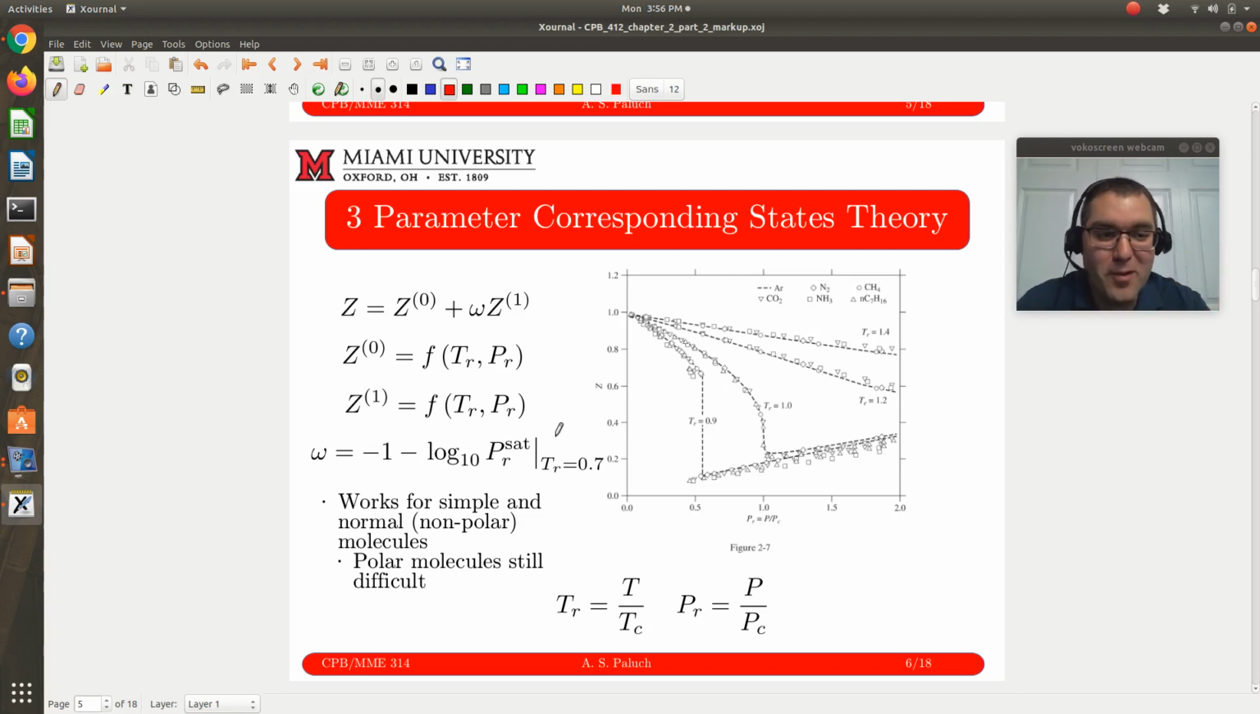For these non-spherical molecules, like water or other more complicated molecules, they didn't intersect at this common point. So he took that common point and tried to measure a deviation from that common reference state, if you will. And that's the eccentric factor.